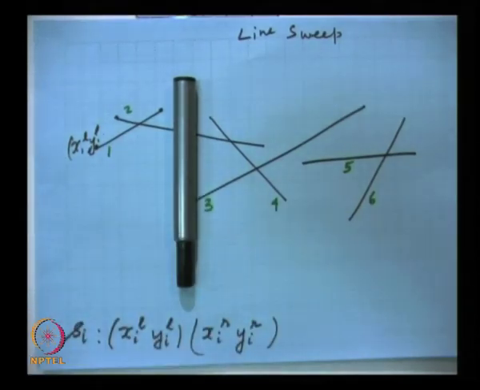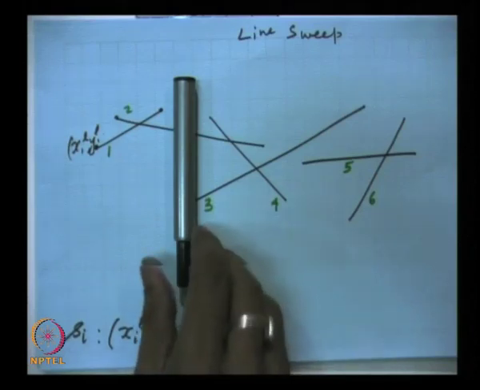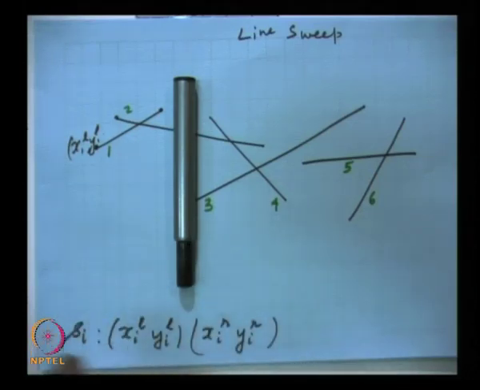So, if my vertical line is where this pen is, the snapshot essentially are these two line segments 2 and 3. 2 and 3 intersect this vertical line, nothing else does.